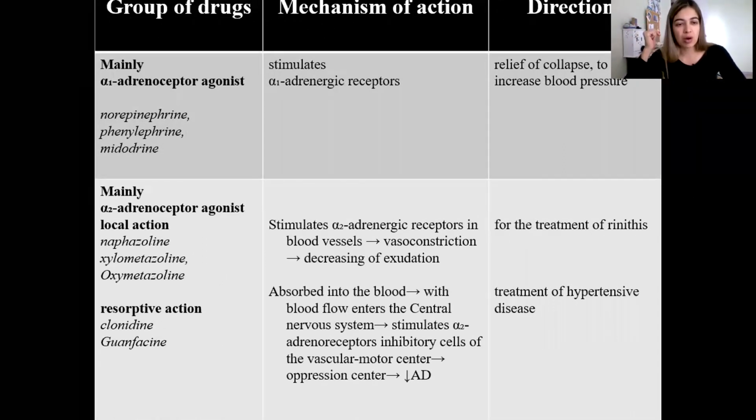Next, the same about alpha-1 receptor agonists and alpha-2 receptor agonists, which can be used for the relief of collapse and for the treatment of rhinitis, as I told you, as nasal drops. Drugs affecting the CNS directly will inhibit the vasomotor center, by the way, as you remember, and will be used in the treatment of hypertensive disease. Here also you can make a screenshot.